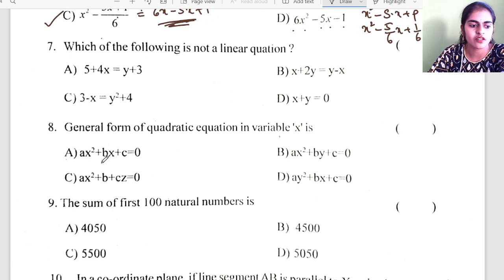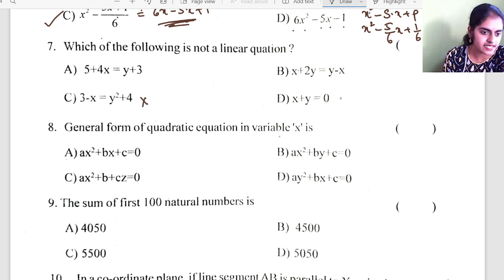Which of the following is not a linear equation? Which is not a linear equation? How can you say? See here, power is 2, so this is not linear. Yes, and here this is a linear equation. Not a linear equation we want. So only this. Option C is not a linear equation. Here also the degree is 1, degree is 1, degree is 1.